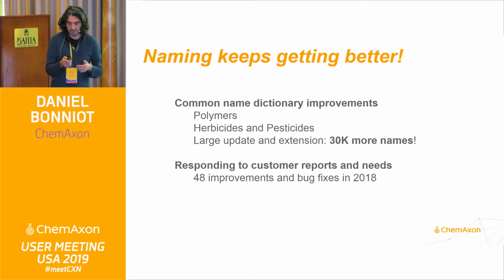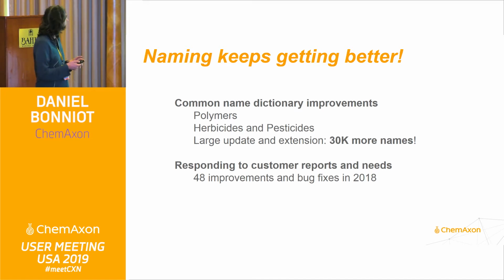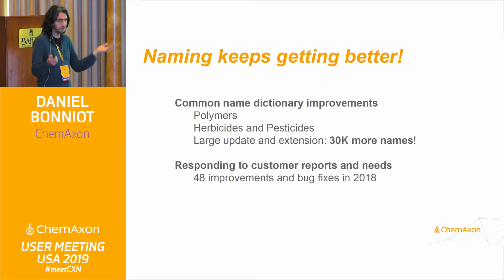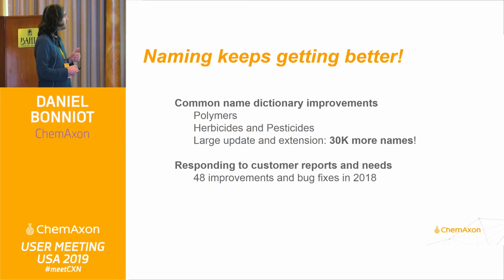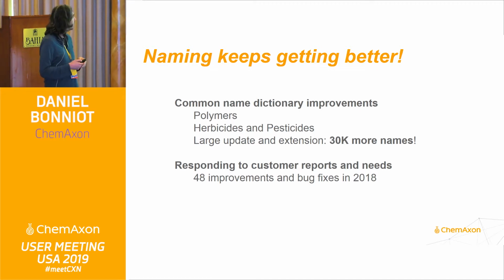So it's been tools that we have for some years now, but we keep improving them. And so I mentioned what's been happening recently. So one of the main additions last year was to add dictionaries for more fields, and so in particular for polymers, for herbicides and pesticides, and also in general a big update of the dictionary for the other fields like medicinal chemistry and general chemistry. And so in that case, we added more than 30,000 names and structures associated with them.